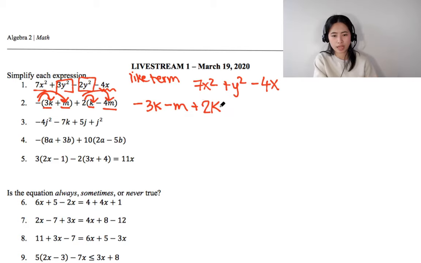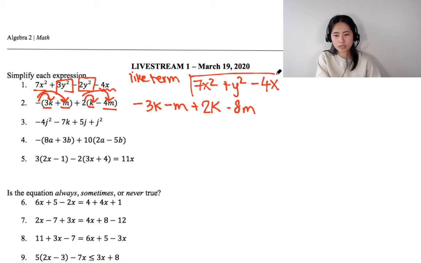So you're going to have k, and then you have minus 4. So 2 times negative 4 is negative 8m. Does that make sense, everyone? This should be negative 8. Okay, so when you simplify this, I'm just going to box this so we know. So this is the first one.